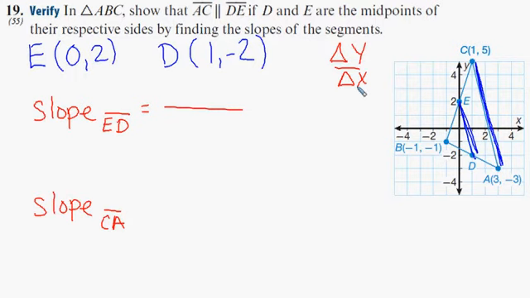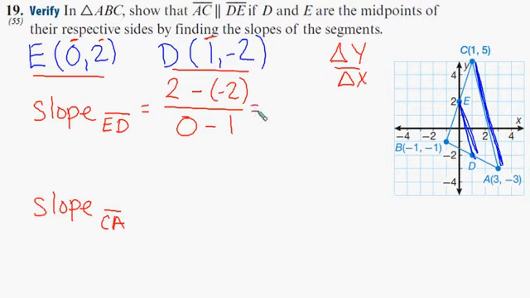So we can say 2 minus negative 2 over 0 minus 1. I've been using points E and D. I hope you can see that. The order was consistent. I chose to use this as my first point, so this was my second point, but then that meant that for my x value, I had to use this as my first point and 1 as my second point, and I consistently did that. So you can see that it becomes 4 over negative 1, which is equal to negative 4.